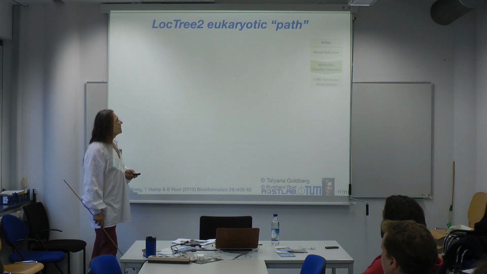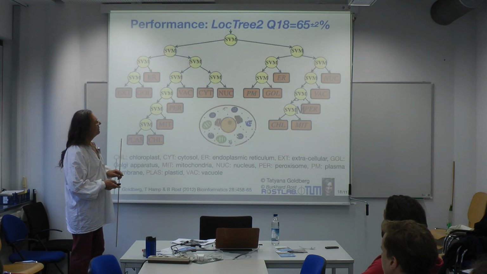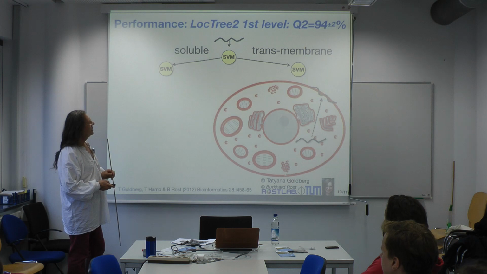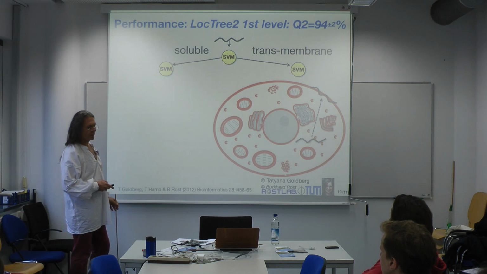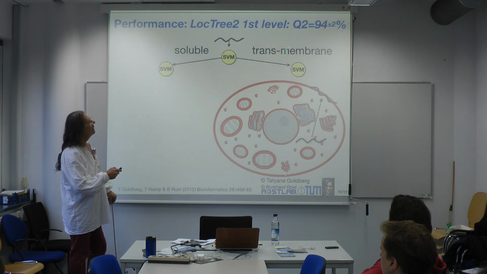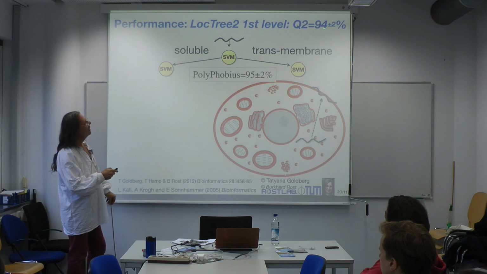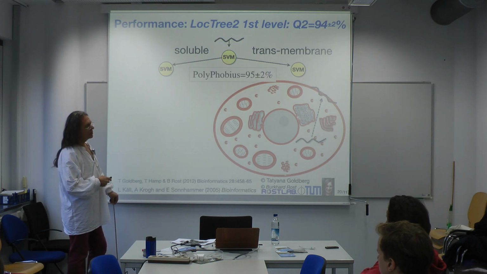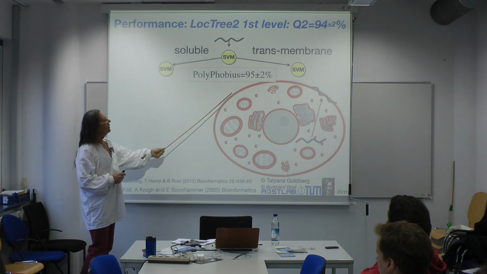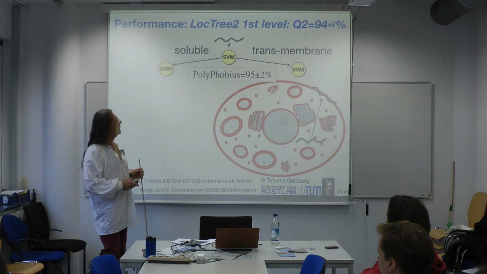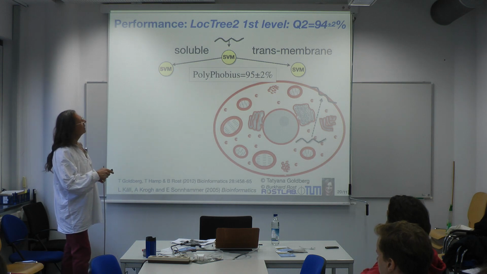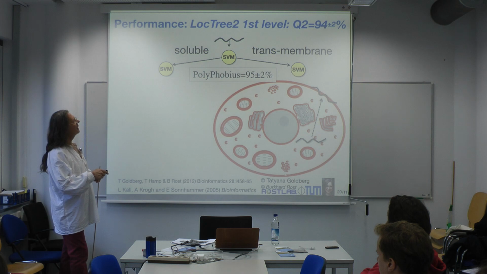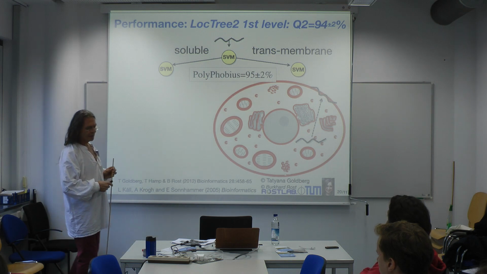Let's get back to the story of subcellular localization, where we have this 18 class prediction, and again on the highest level here we distinguish between proteins that are soluble and transmembrane, and that is done at a level of 94% accuracy, which sort of is similar to the best state-of-the-art method, Polyphobius, that is a specialist on that. And in fact, I'm not entirely sure why we didn't take Polyphobius if that is higher. I believe at some point we convinced ourselves that we are even higher than this.